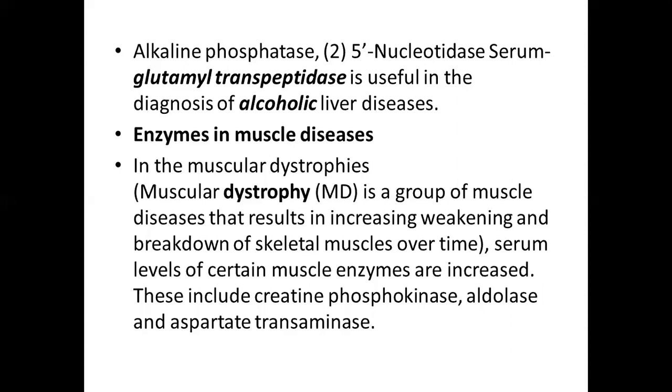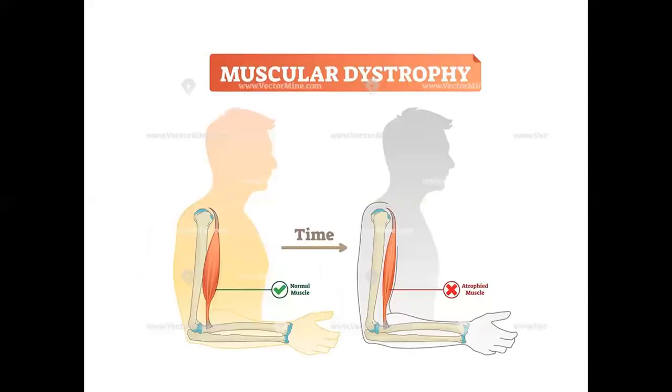The muscle becomes weak day by day, and the breakdown of skeletal muscles goes on with the passage of time, and the serum levels of certain muscle enzymes are also increased. These include creatine phosphokinase, aldolase, and aspartate transaminase. Like this is the condition of muscular dystrophy.